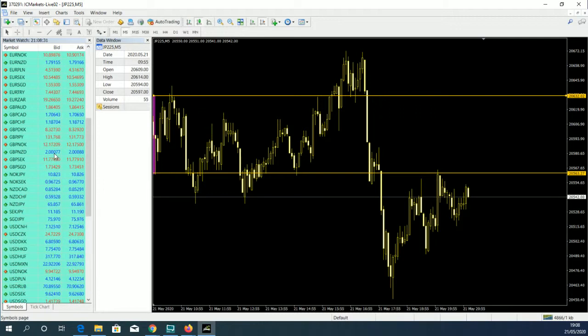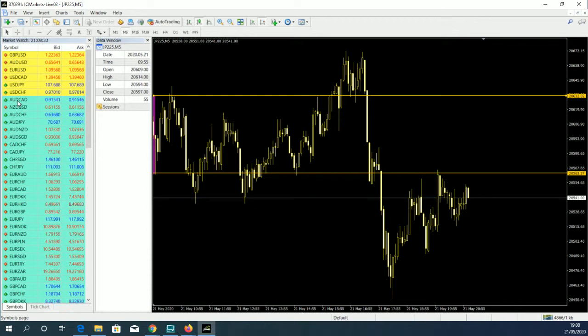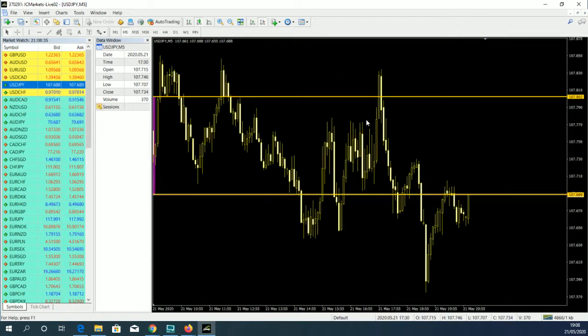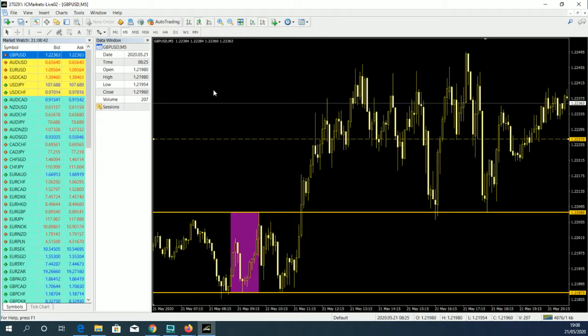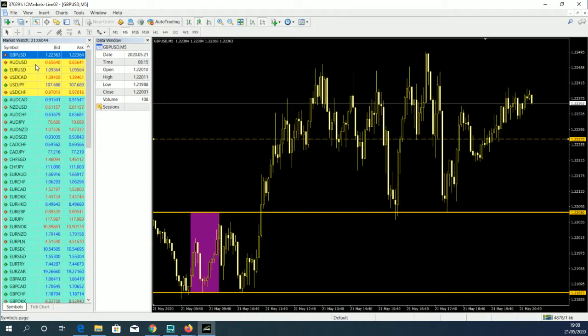Let's see USD JPY that somebody wanted to see. USD JPY, what happened to it? Similar story, isn't it? Yeah, similar story. Which one has a good day today? Even GBP also is the same thing.